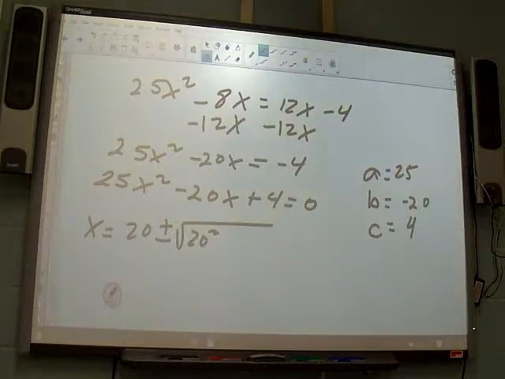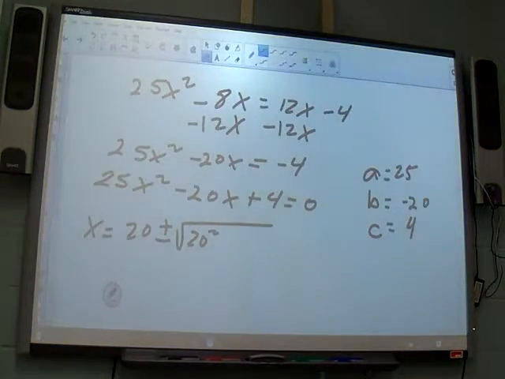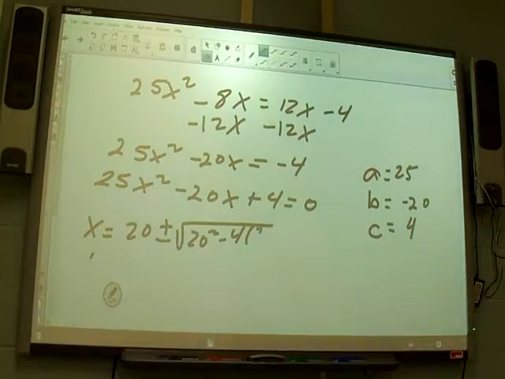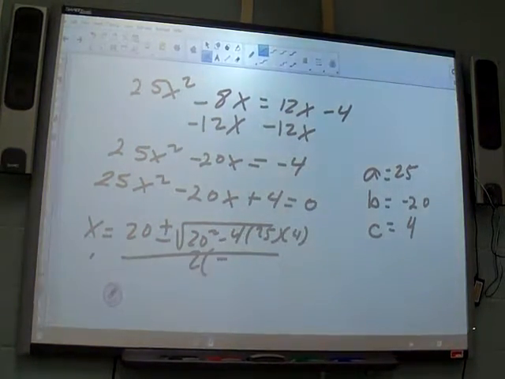What you have to do if you need to square a negative in your calculator is put it in parentheses, like that. Because now that means negative 20 times negative 20, which will get you the correct answer. Okay? Alright, so I'm ready to unpause now. B squared. I lost my marker, there it is. Minus 4ac over 2a.